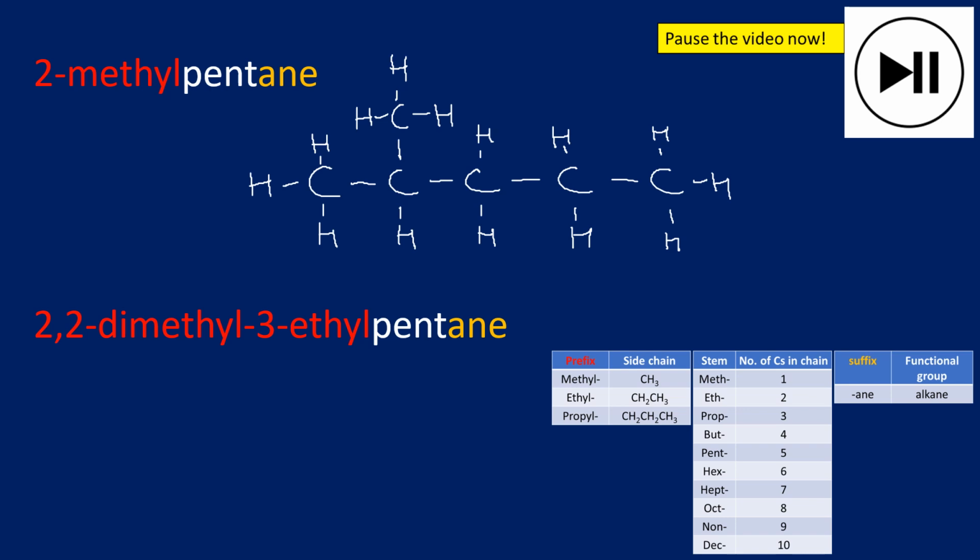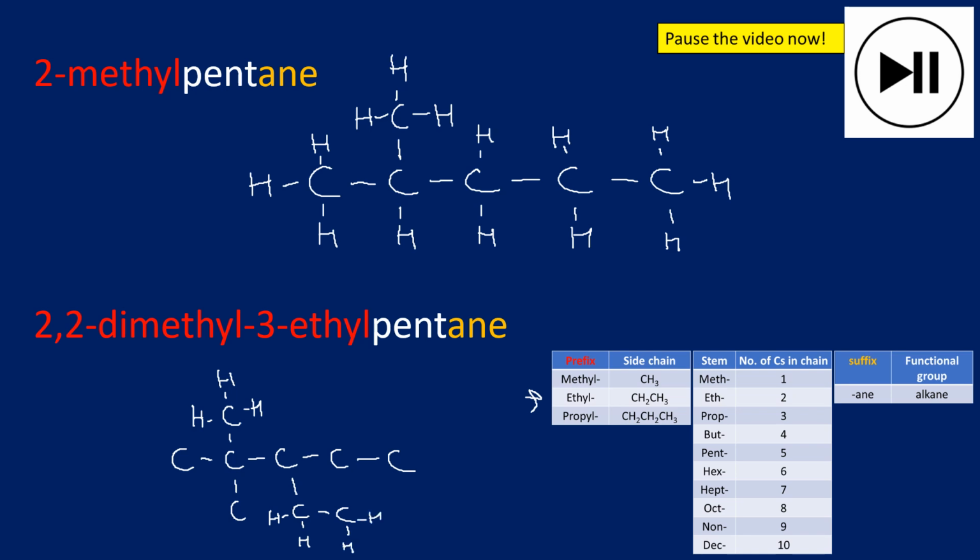Next one, 2,2 dimethyl 3-ethyl pentane. That's a bit of a mouthful. Right, so pentane, 1, 2, 3, 4, 5. 2,2 dimethyl, that means there's 2 methyls on the number 2. That's CH3 groups. And there's a 3-ethyl. Now an ethyl we haven't seen yet, although we did see it in the naming of the prefixes here. An ethyl is a CH2 CH3. So it's a CH2 and a CH3.